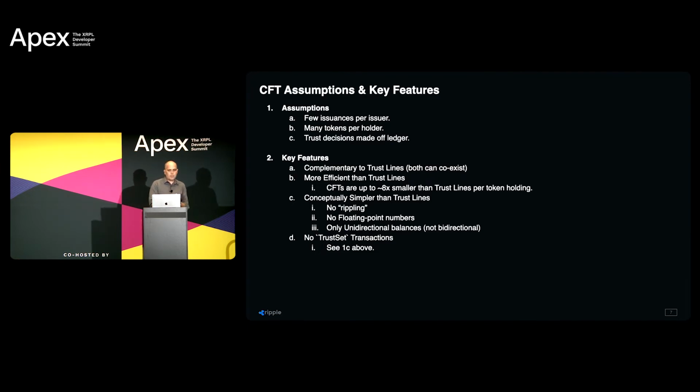So some key features. I think these are complementary to Trustlines. Trustlines have been around for a very long time. They work well, and they do have a purpose. And even if CFTs did exist, I think Trustlines could still coexist. It's just we might want to steer people to issue certain types of tokens in one or the other. They're more efficient, simpler, and again, no trust sets.